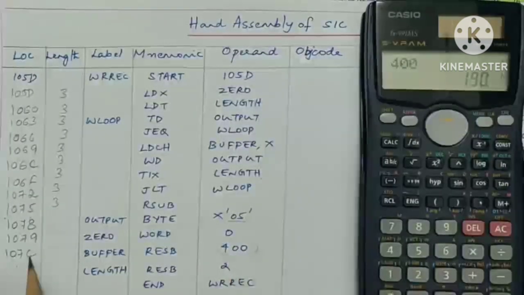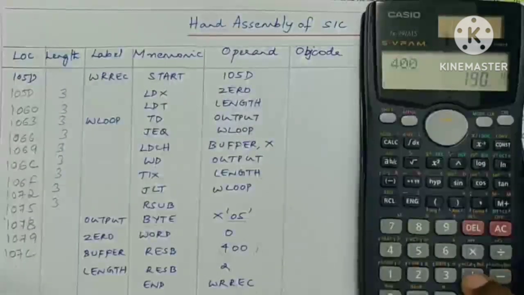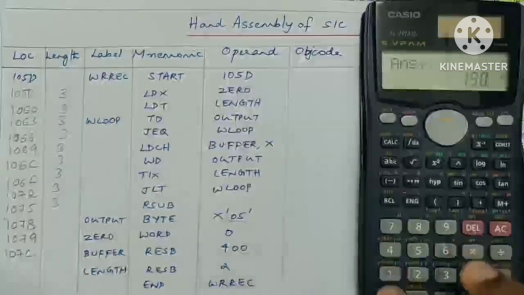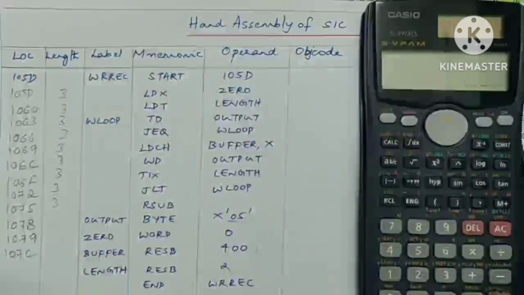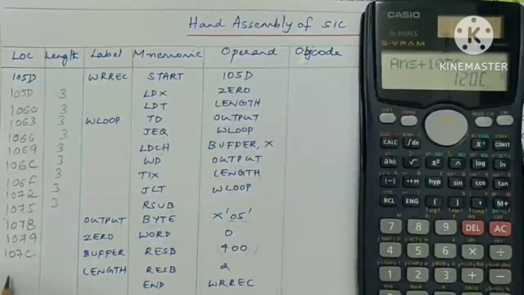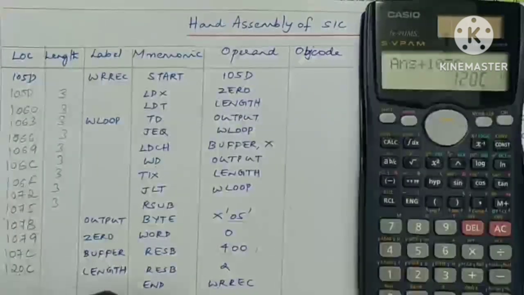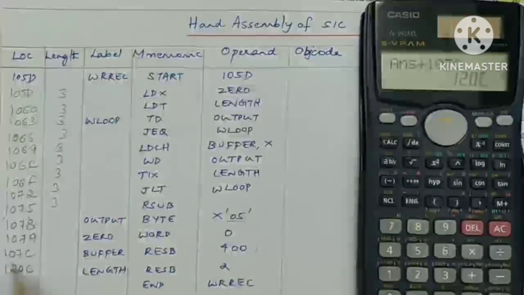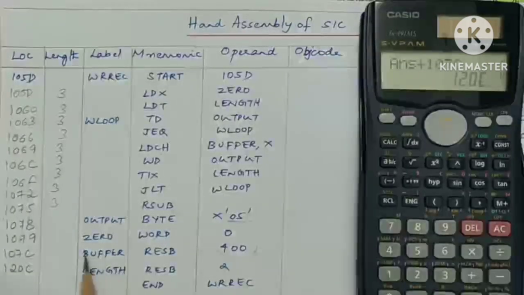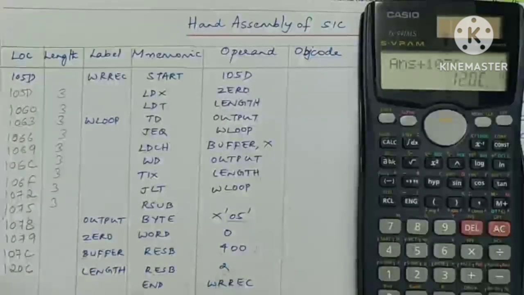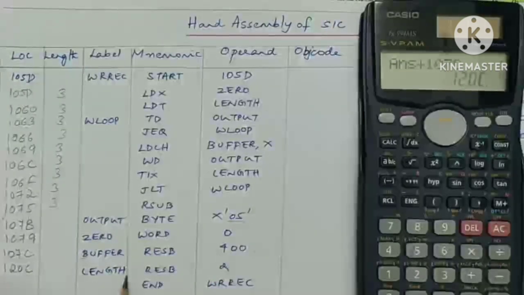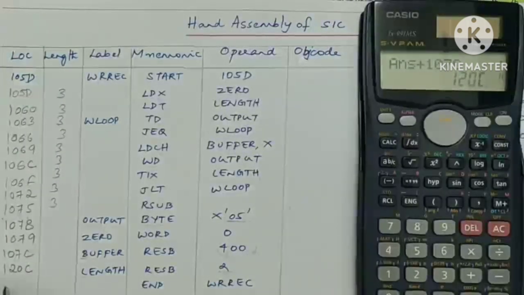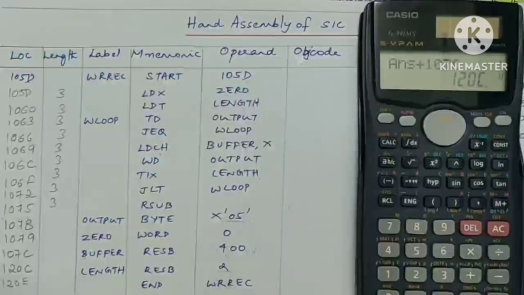So if you add 107C with 190, you will get the location as 120C. So this instruction will be loaded at the address 120C. Not instruction, whatever has to be reserved for the next instruction. So 190 bytes is being reserved for the variable buffer. Next, 2 bytes are going to be reserved for the address length. So whatever instruction comes next, it will be loaded from the address 102E, since you are reserving 2 bytes.